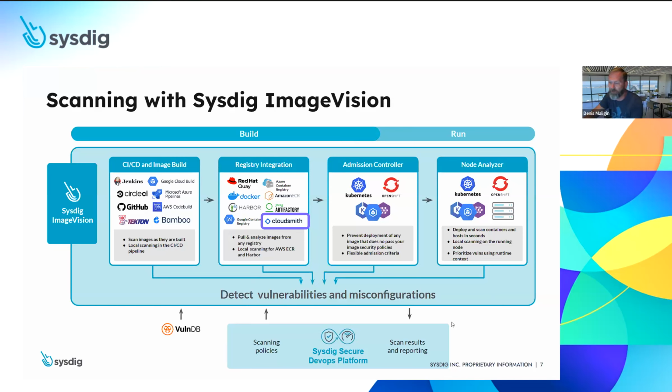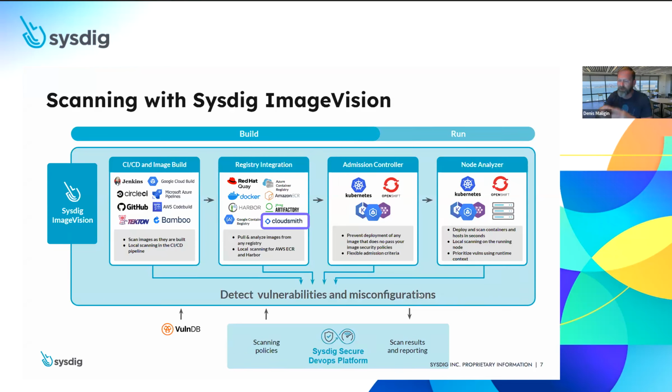As I mentioned before, we are multi-cloud and multi-cluster capable. So it doesn't matter what flavor of Kubernetes you're using, be it OpenShift, vanilla Kubernetes, or anything else. We are able to run as a cloud-native workload everywhere. And the main topic of interest for today's session is the node analyzer, which is responsible for scanning the images during the runtime.